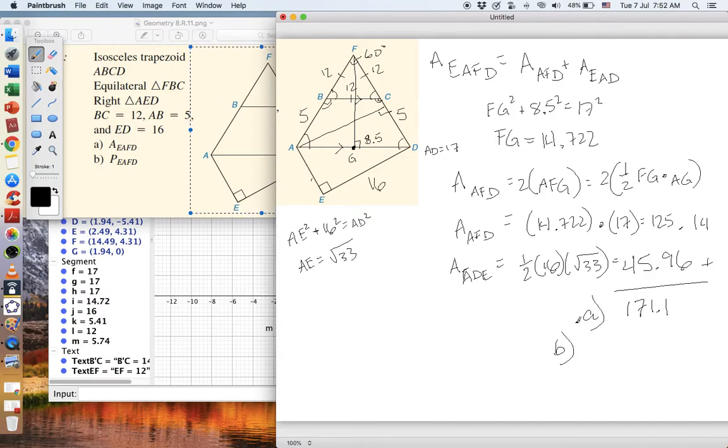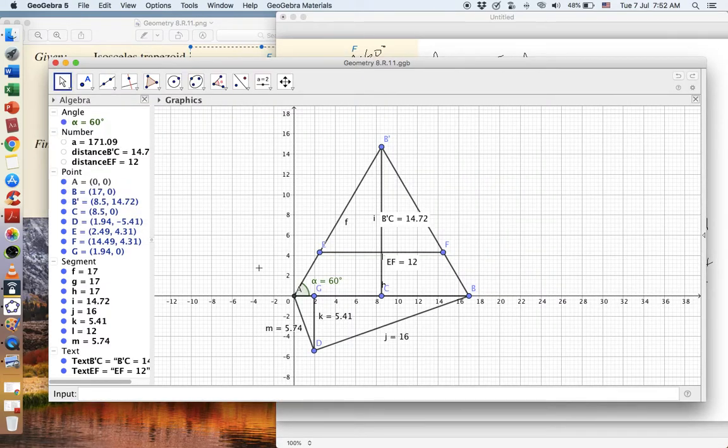Part B is pretty simple. We've got side length here is 17, side length 17. 17 plus 17 is 34, plus 16 is 50, plus root 33, all equal to 50 plus the square root of 33. And so, like I said, it took me several minutes to map this out on GeoGebra. And then we got the area there, 171.1.